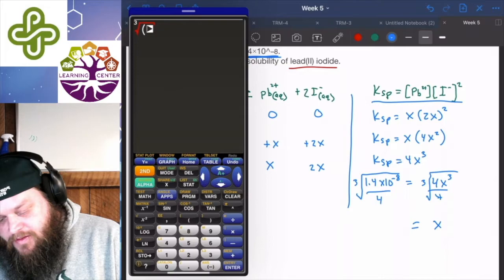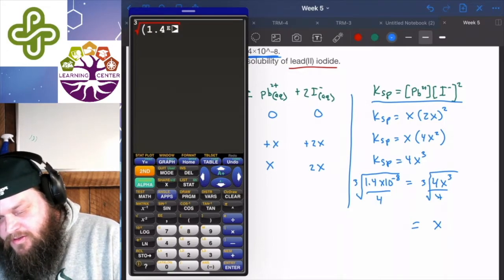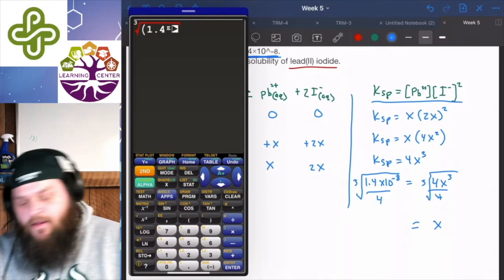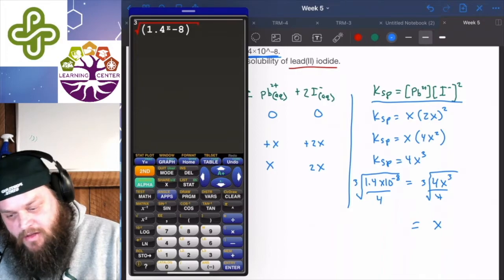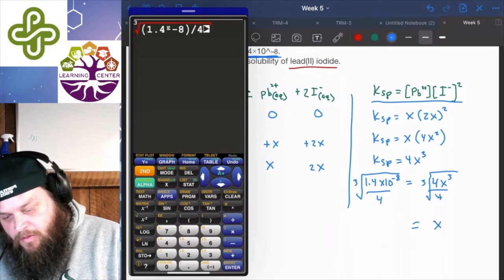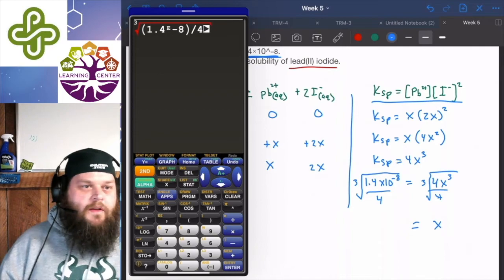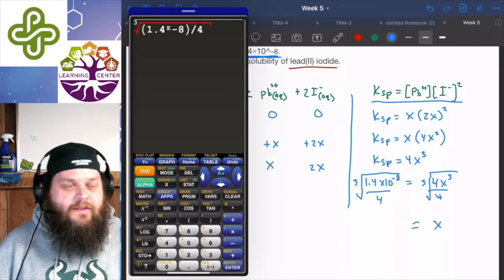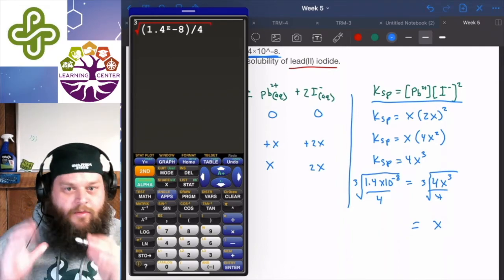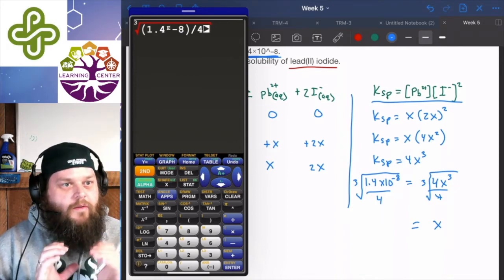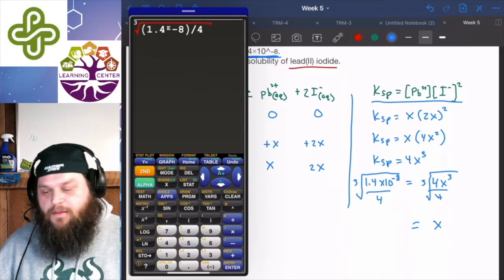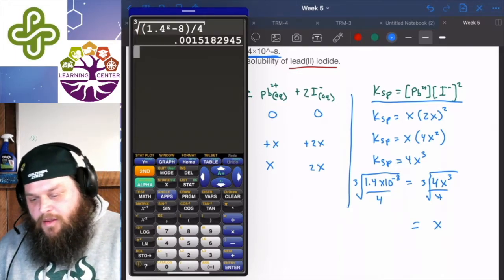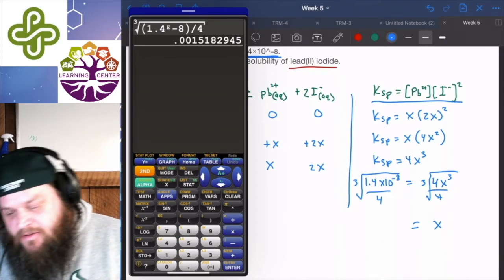I'm going to use a parenthesis, 1.4, use this little EE for times 10 to the power of -8. Close my parenthesis, and then still under that square root bracket, put divided by 4. So making sure I have all that in parentheses is always a good thing. Anytime you're isolating your numerator and your denominator, always try to put the whole thing in parentheses. It doesn't hurt to add more parentheses if you need them. And we hit enter, and that's going to be 0.0015.